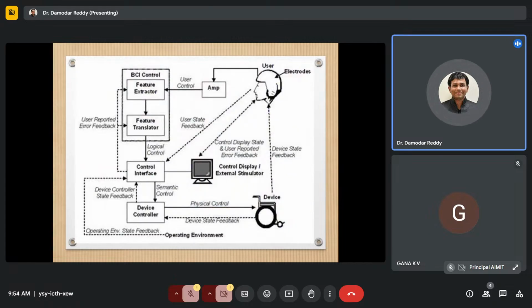So in this overall operating environment, for any such BCI system, we have a subject, a control interface, a user, and there is an amplifier and BCI control unit. The front end device is controlled by a device controller, which takes input from a control interface connected to the BCI control unit, based on the features and the classification that happens in real time. This is a complete environment. The typical skeleton would be the same for any such research in brain-computer interface.